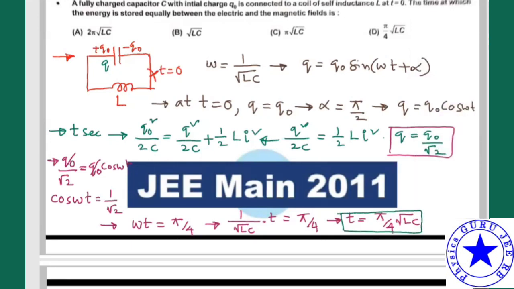Till this point, it is a JEE 2003 question. From there it is extended. t equals pi by 4 under root of LC. The appropriate answer for this is D. Hope it is clear till this point, right?